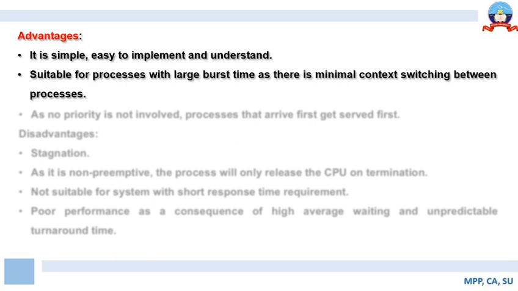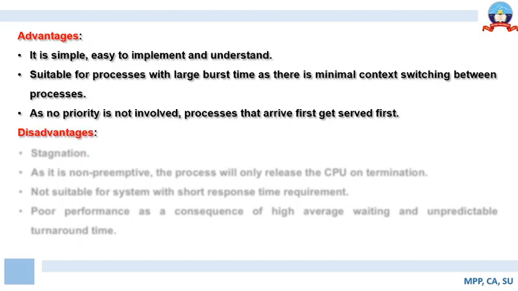It is suitable for processes with larger burst time as there is minimal context switching between processes. Since it is a non-preemptive scheduling algorithm, it is well suited for a set of processes that have a longer burst time because it has a minimum number of context switches. As no priority is involved, processes that arrive first get served first. This is another advantage of the first come first served algorithm. Whosoever arrives first will be executed first.